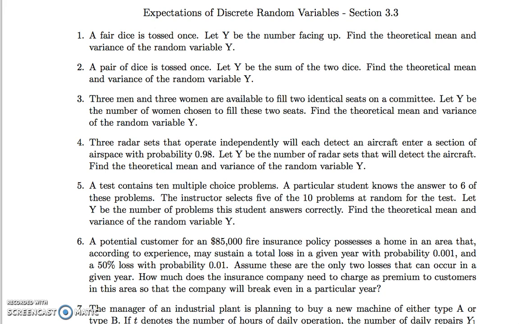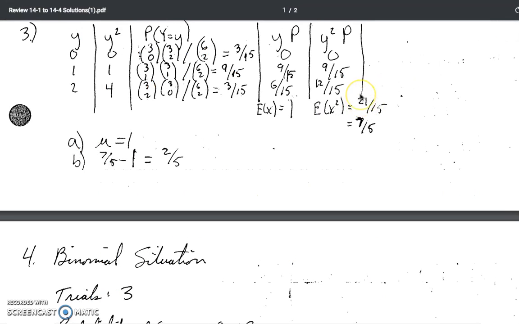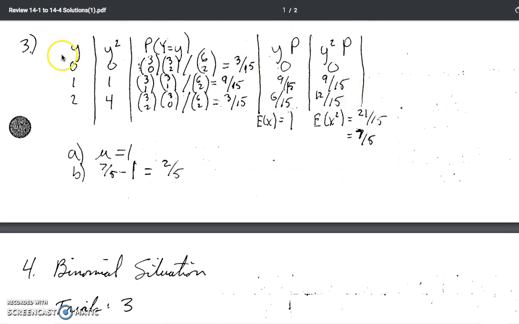3 men and 3 women are available to fill 2 identical seats on a committee, and Y is the number of women chosen to fill those seats. Find the mean and variance. Okay, so I'm going to switch over to the solutions and walk through them with you. So here's number 3 at the top of the screen.